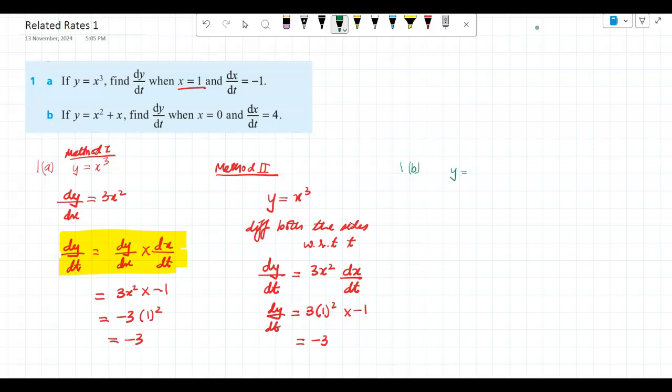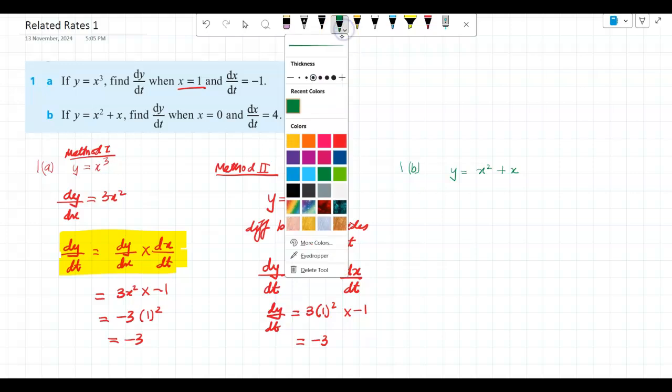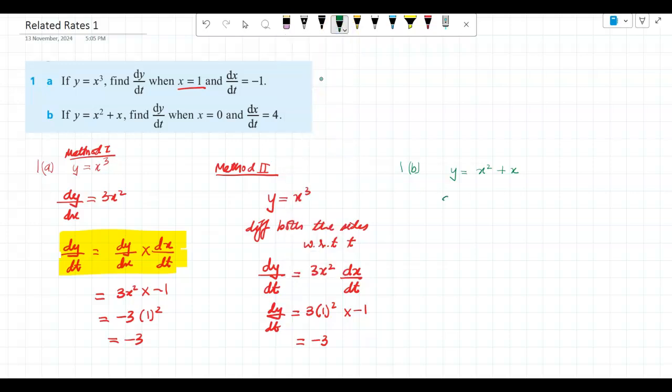So 1b, y is equal to. So tell me what will it be. Suppose you differentiate with respect to t. So what will this become? dy by dt. What is the derivative of x square? 2x into dx by dt plus the derivative of x is dx by dt. Substitute. You're finding dy by dt. You're putting x as 0. Your dx by dt is 4 plus dx by dt is 4. So 0 plus 4, so that's 4.